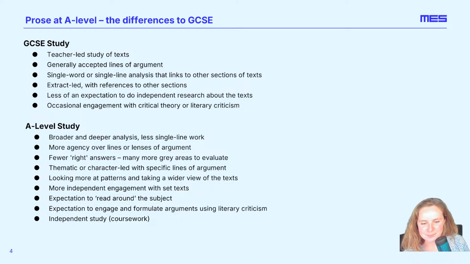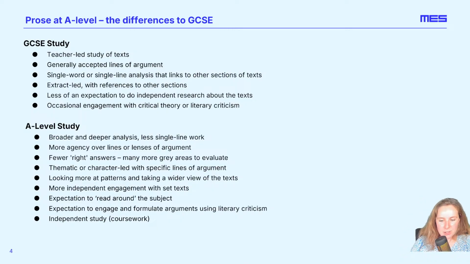GCSE. As well, there's much more thematic and character-led argument. So you're focusing on a character across a play, a theme across a play, with specific lines of argument. So you're interpreting this character's motivation, this character's presentation, this character's characterization. You're looking at the patterns across the text and taking a wider view. So you're not pretending that you are only at one part of the text, but rather your reader is expecting that you've read the entire text before you're writing this essay, and you're analysing as if you have. You're not spoiling the ending for anyone by writing about it in conjunction with the beginning.